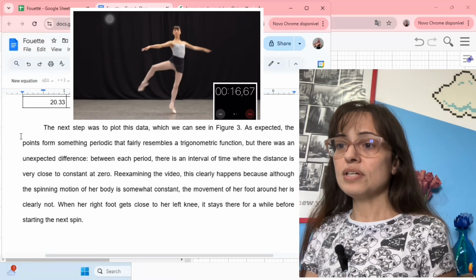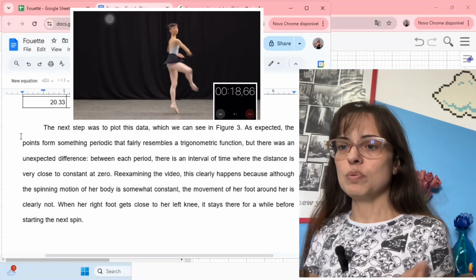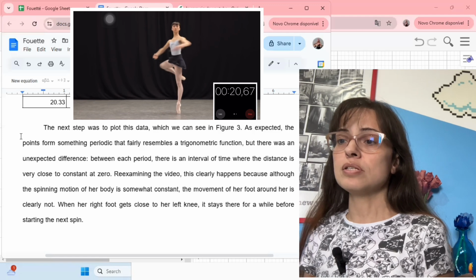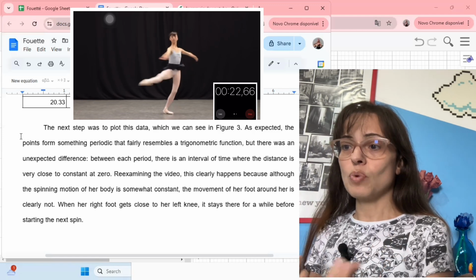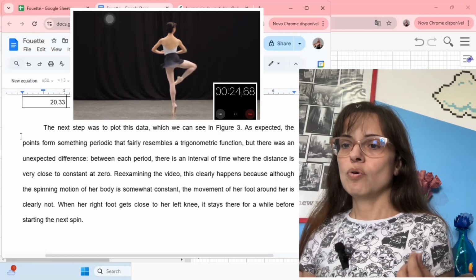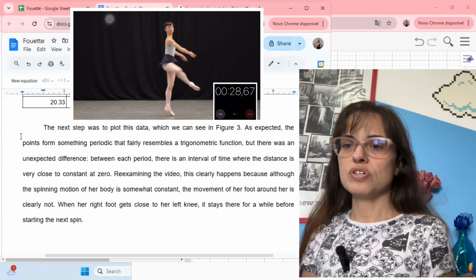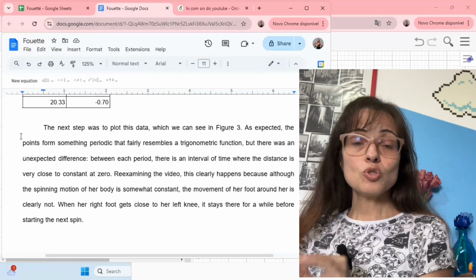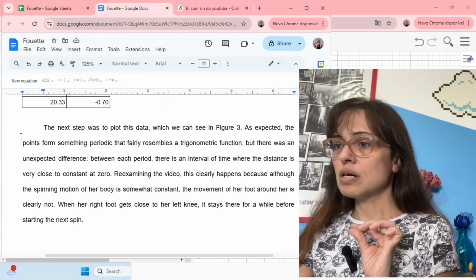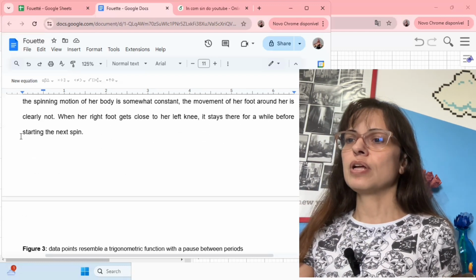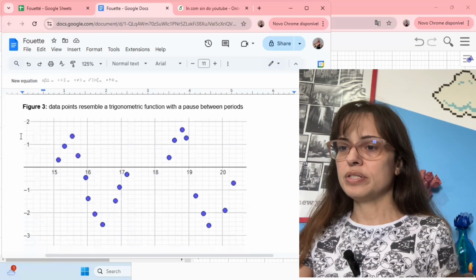Re-examining the video, this clearly happens because although the spinning motion of her body is somewhat constant, the movement of her foot around her is clearly not. When her right foot gets close to her left knee, it stays there for a while before starting the next spin. This is reflection. This is the basic type of reflection for rubric D.